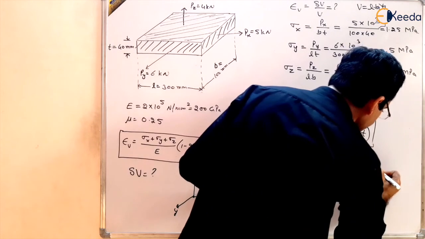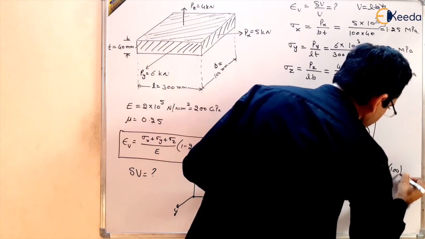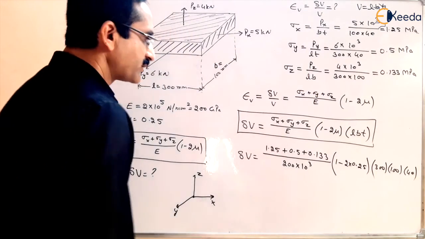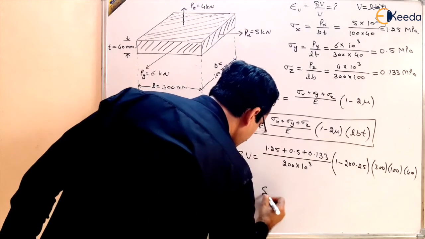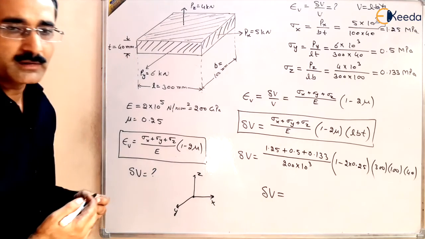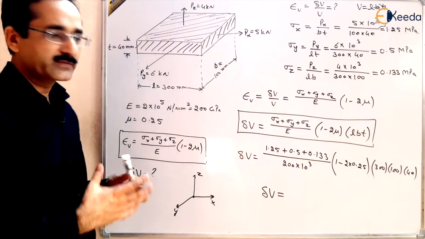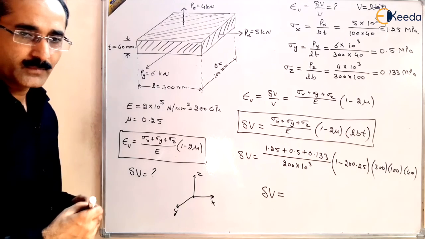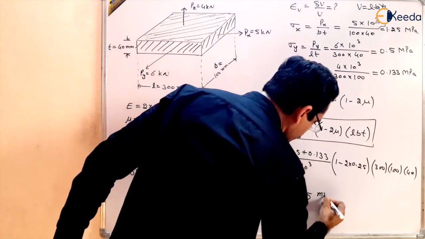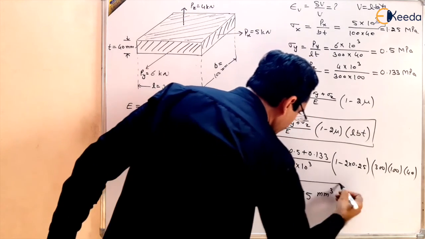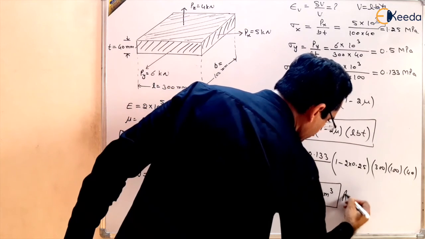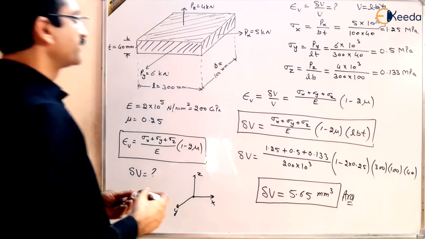This is the volume, right? In millimeter cube. So delta V, solve it using calculator. Take your time and solve it, and after solving it, you will get the answer. I am writing only the answer. You will get the answer as 5.65 millimeter cube. Because we have taken volume in millimeter cube, that's why we are getting the answer in millimeter cube. So this is the answer of this question.